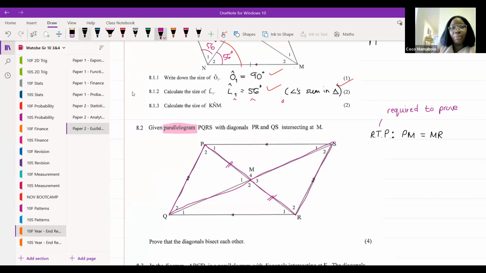Those are the two triangles that I want to prove in. Okay, so I'm going to say in triangle, oh sorry, I forgot to write proof. Proof. In triangle PQM and triangle RSM.